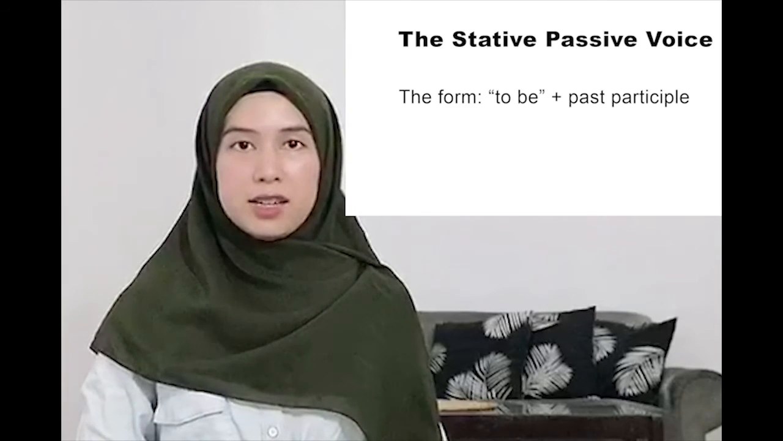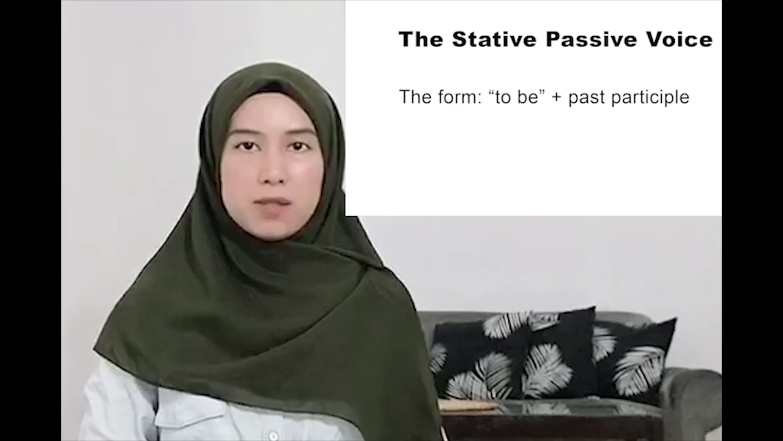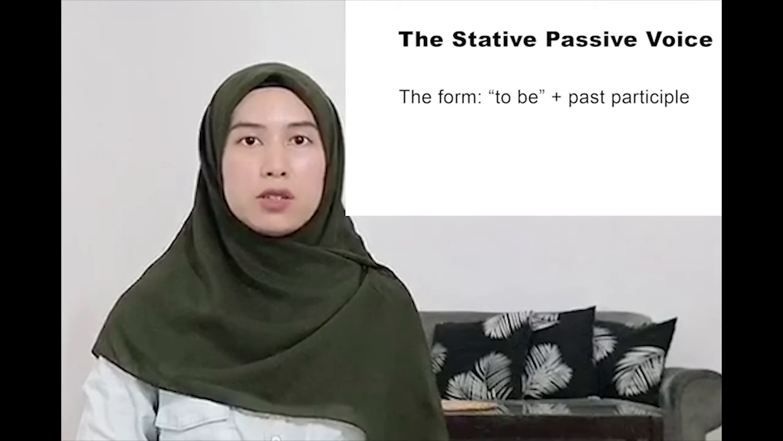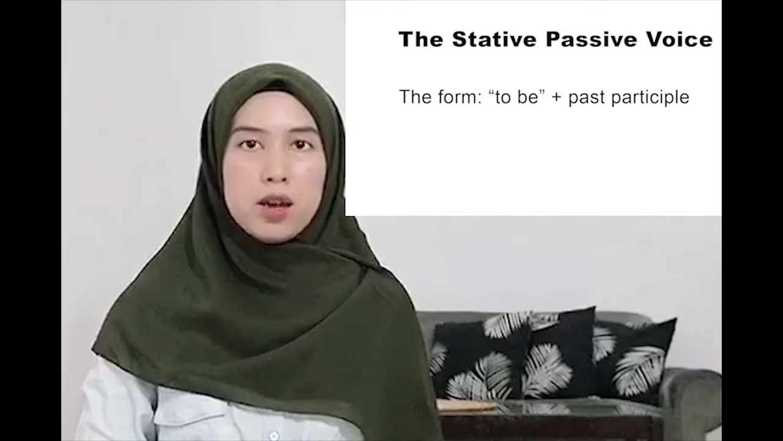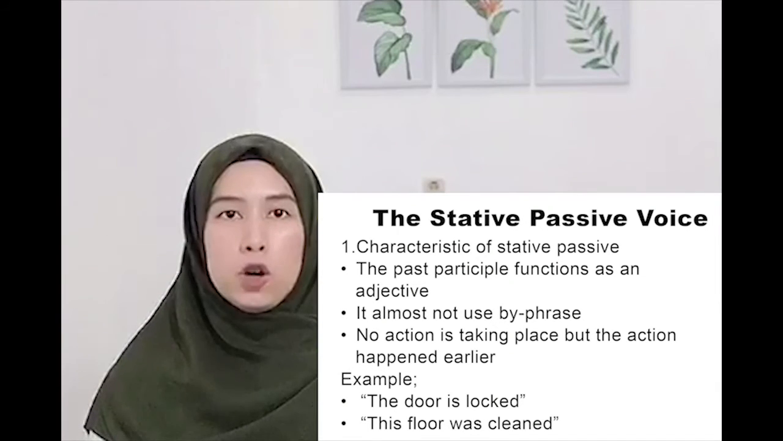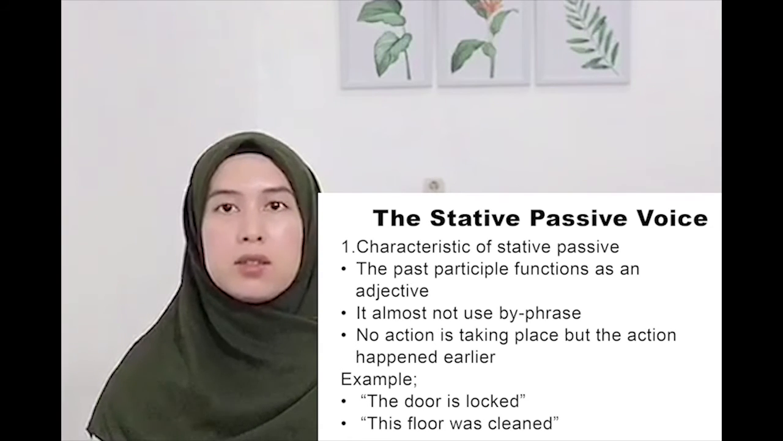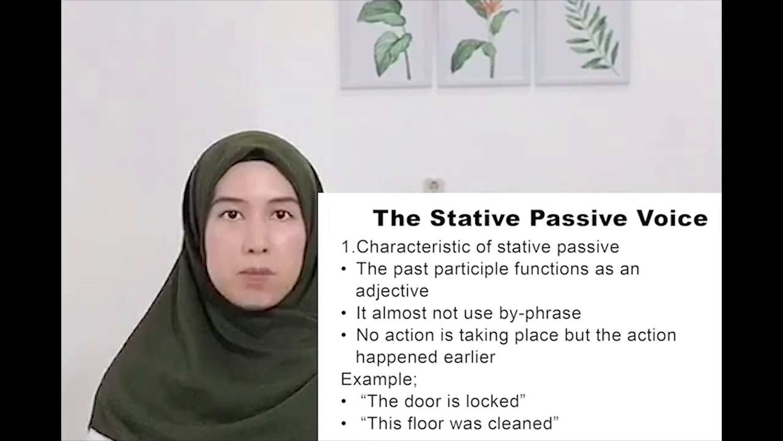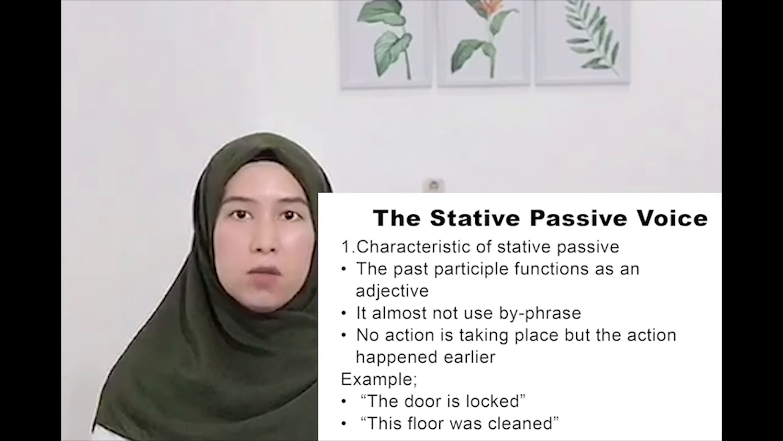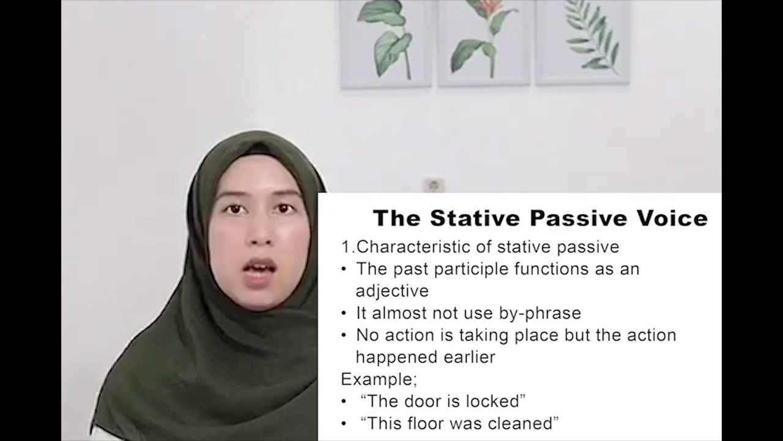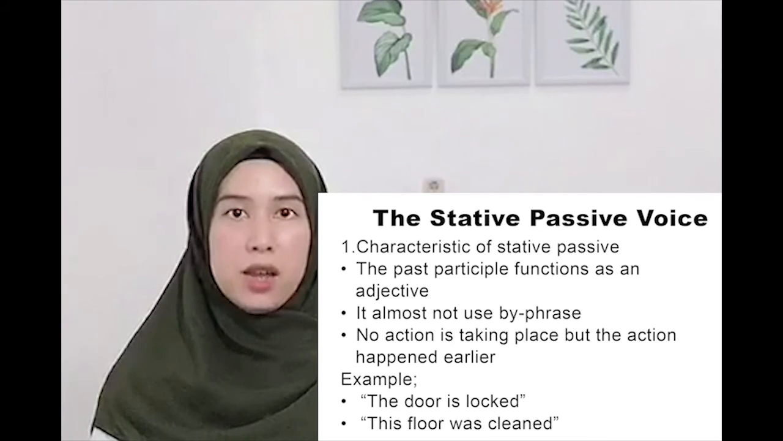Okay, next, let's learn about stative passive voice. Stative passive is a passive sentence in which the predicate, verb 3 or past participle, is altered to be an adjective. To know the stative passive, we can see its characteristics. The past participle functions as an adjective. Next, it is almost never used with a by phrase. Then, no action is taking place but the action happened earlier.